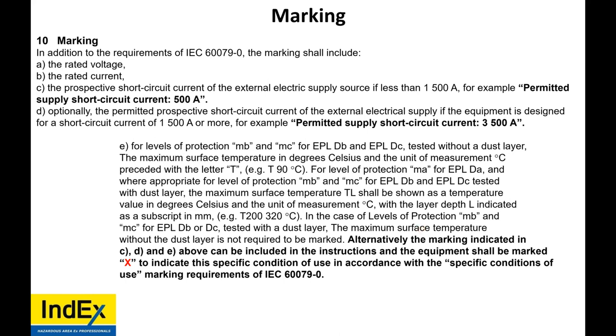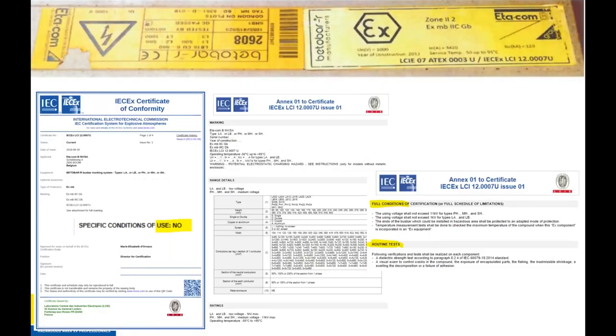Let's look in a logical method. This bus duct, you go to the IECEx website and you get the certificate. Now, unfortunately, the certificate says there's no conditions of use. But when you go into the annex, well, it says full conditions of the certification.